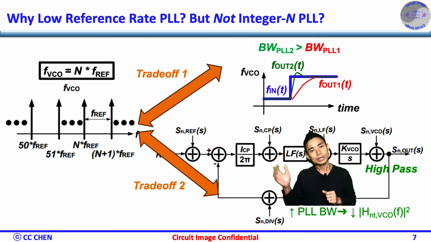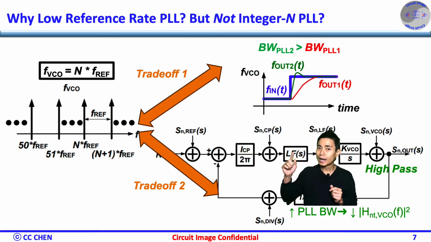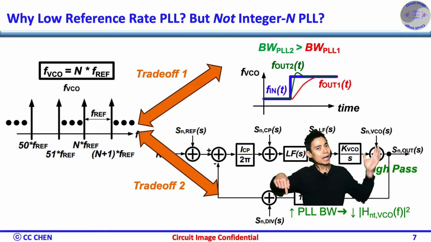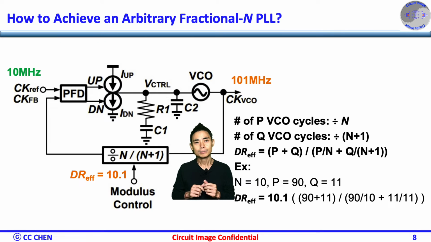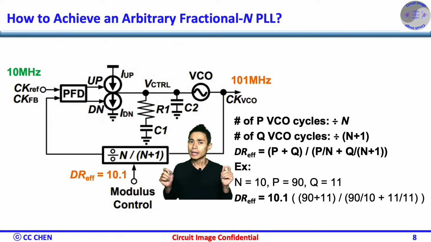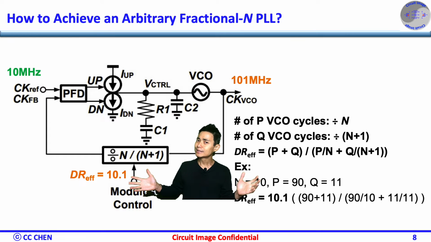Hopefully, you can realize the integer N PLL's limitation due to the fundamental trade-off between the resolution, bandwidth, and noise. If that's the case, how can we achieve the high frequency resolution, high bandwidth, and low noise PLL at the same time? Correct. We need a Fractional-N PLL.